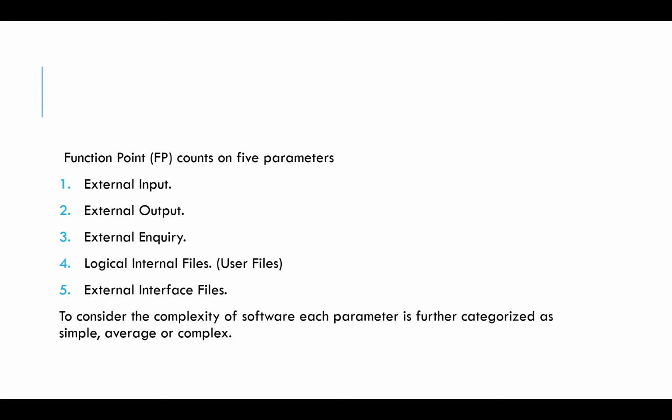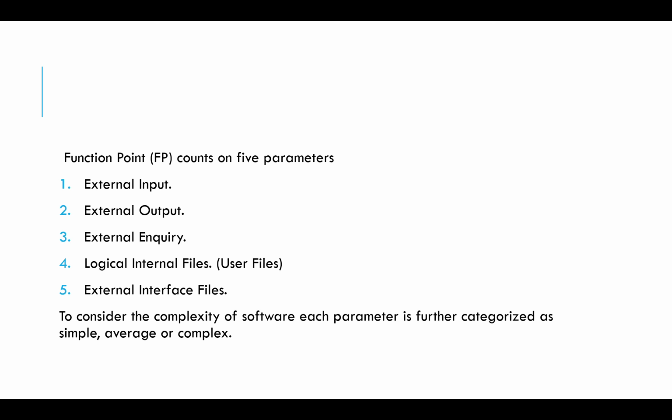Next is external outputs. These are the outputs sent from the system to the user. For example, displaying a report, generating an invoice, or showing results on screen. The third parameter is external inquiry. These are the requests that involve both input and output but do not update data. For example, searching for a product in an e-commerce app. We are just raising an inquiry to the software. We are not providing any input like login details or registration, personal details. We are just inquiring to the software.